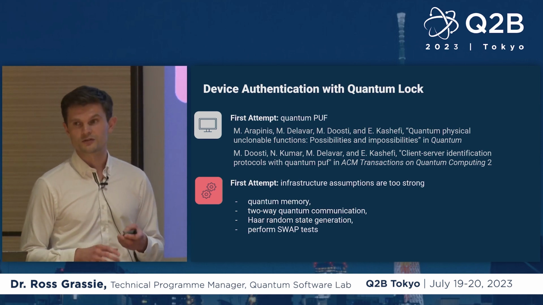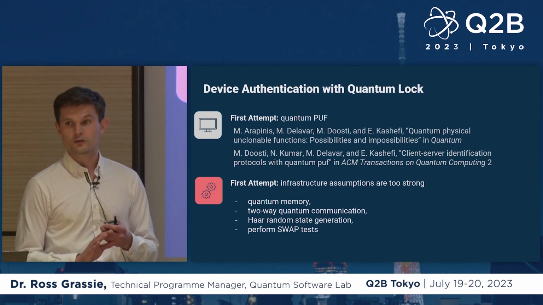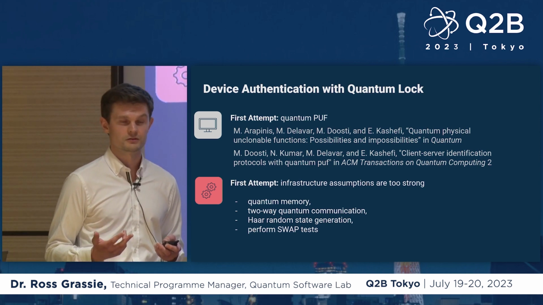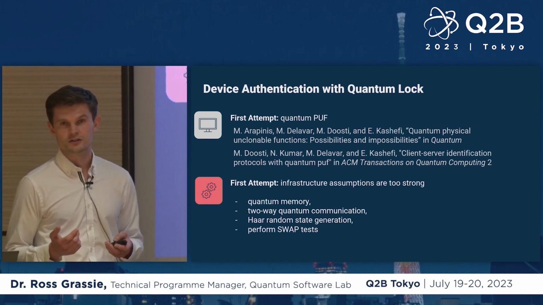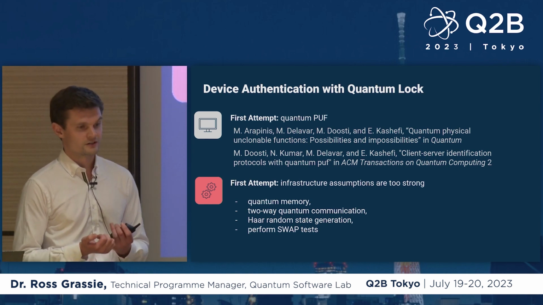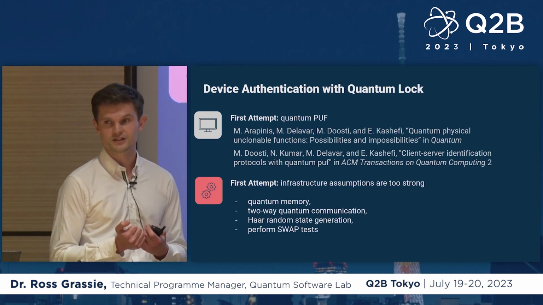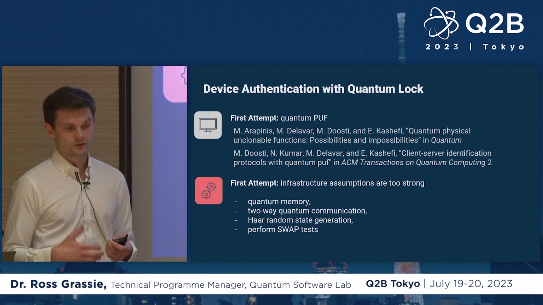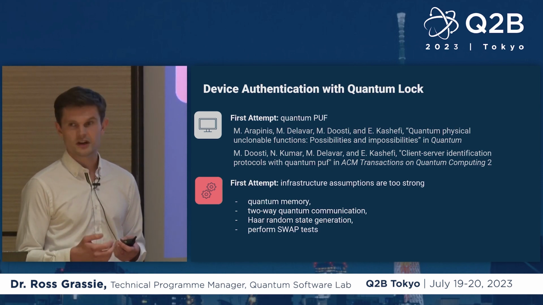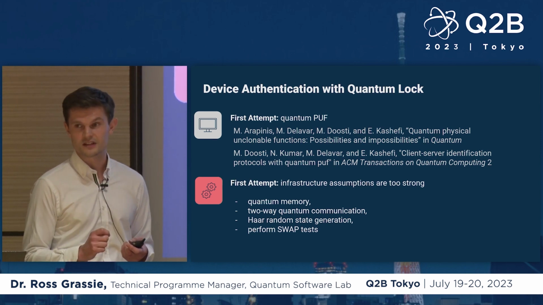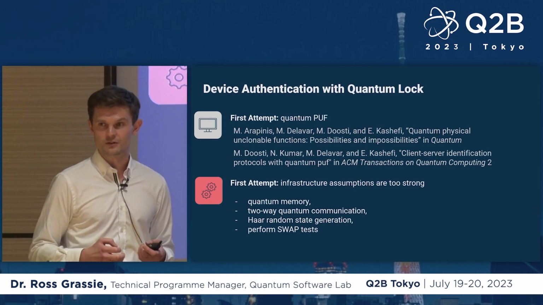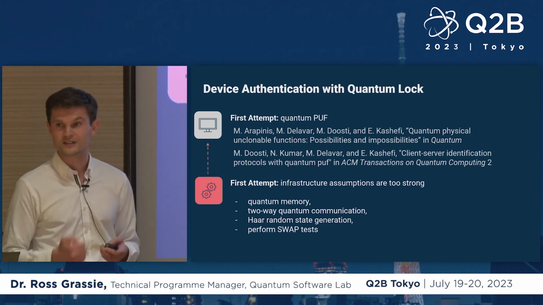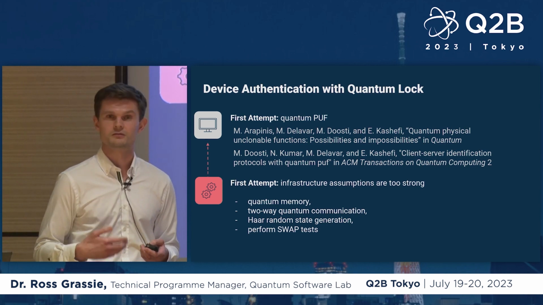So our first attempt was a fully quantum solution. So although it was able to lower the forging probability and perform better than the classical solution, the infrastructure assumptions were far too strong. It required quantum memory and hard random state generation, which just isn't possible right now. So there was a bit of work that needed to be done in order to improve this. However, at least we were able to see that the forging probability was lower, and there was some reason for continuing to use this application. So yes, we went back to the drawing board to see what we could do the second time around.